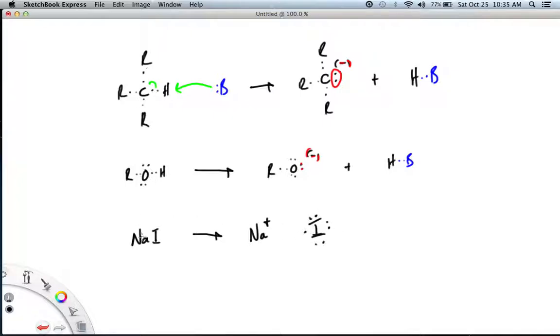Well, what happens when you get sodium iodide? I'm just going to go over this very briefly. This is not really important. This is general chemistry, not organic. But what happens when you bring an atom from the left-hand side and the right-hand side together? There's a full electron exchange.